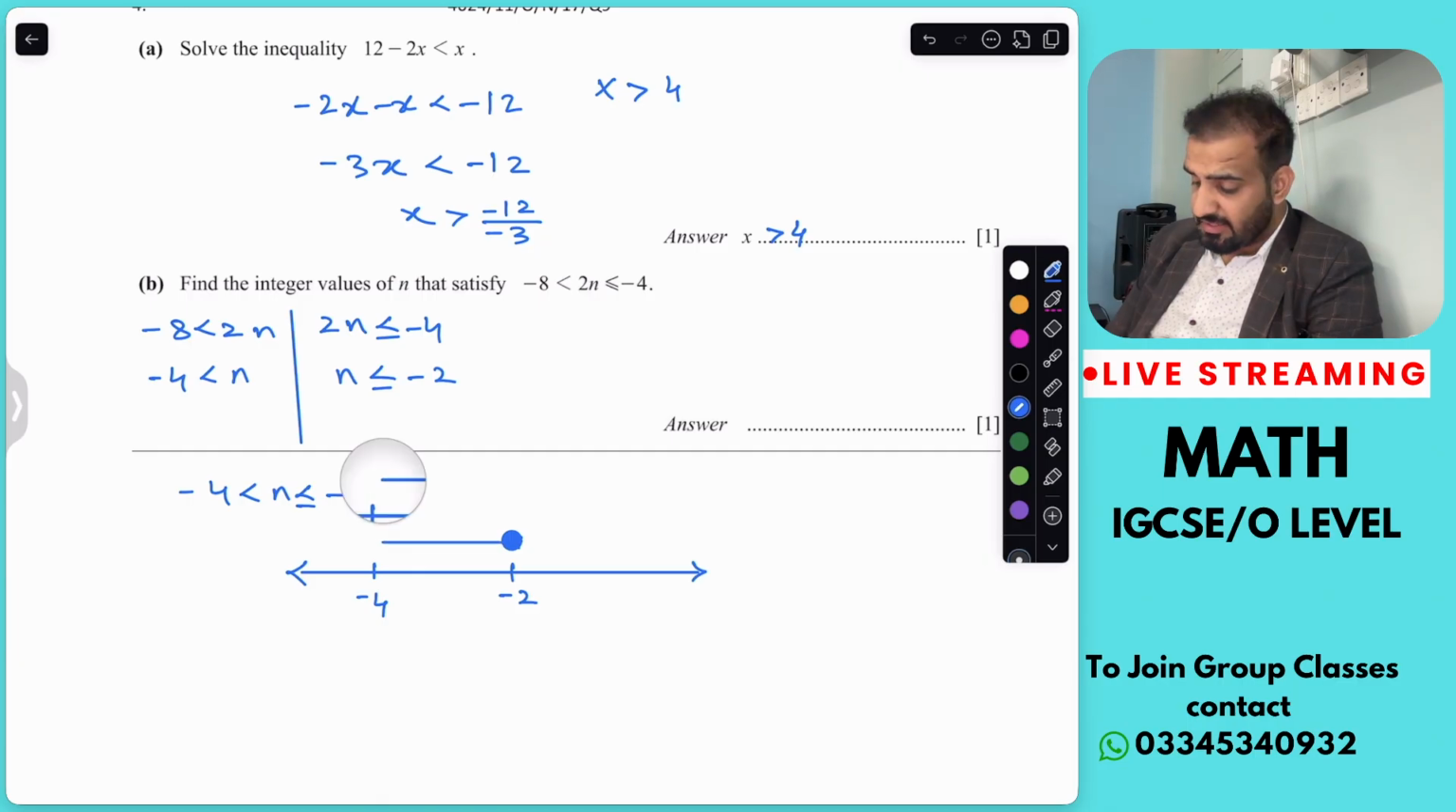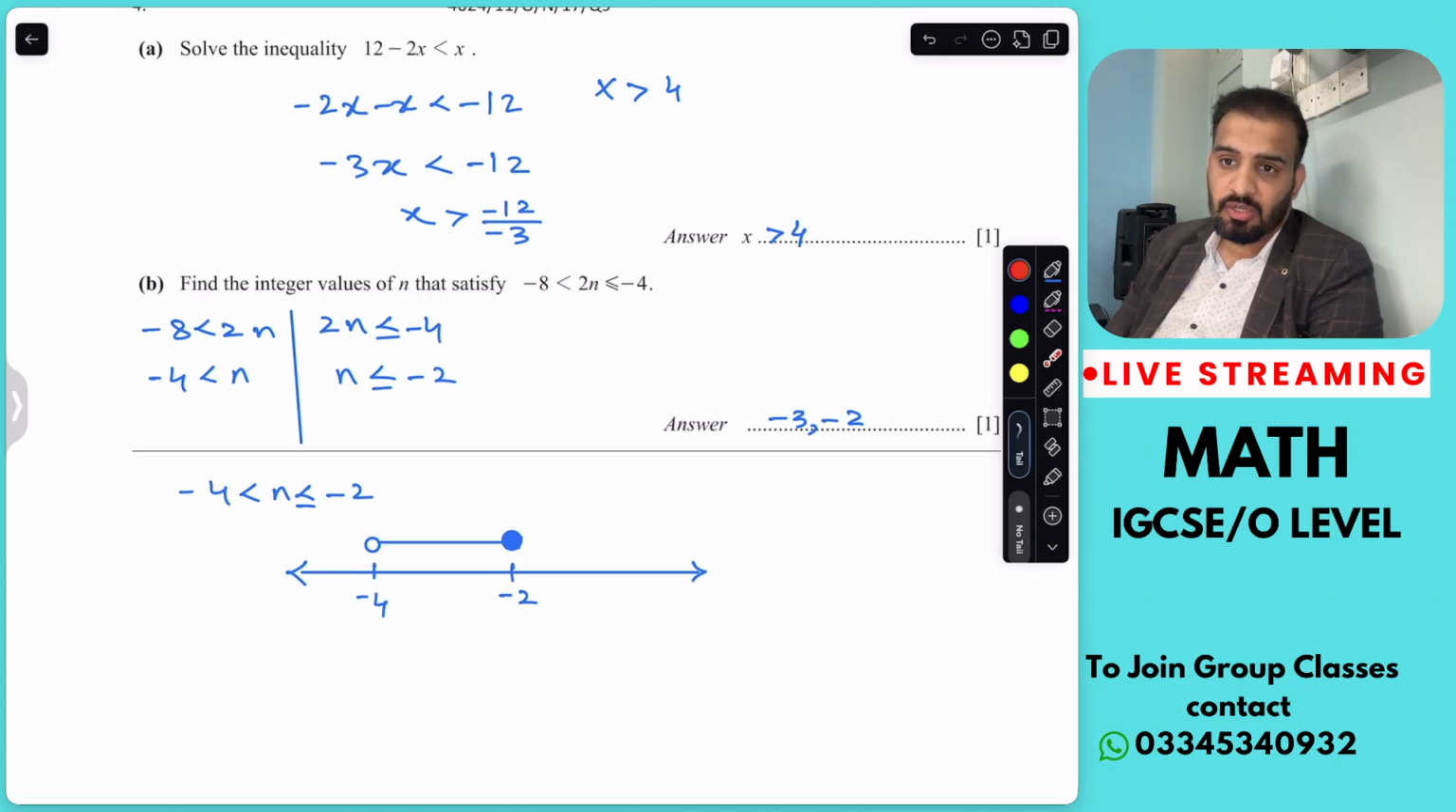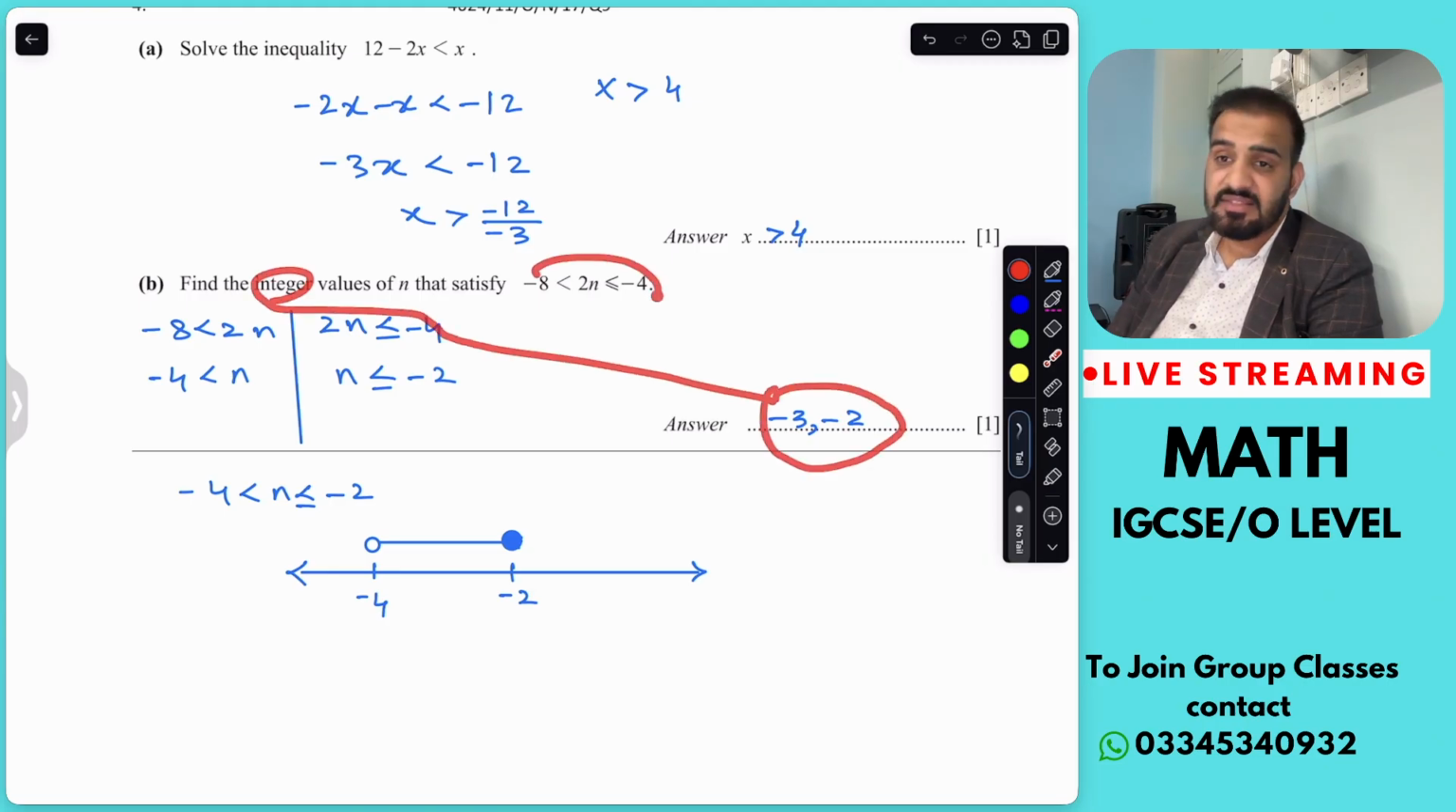So tell me any number which lies between this region. So there are minus 3, minus 2, that's it. Now minus 4 is not there. Why minus 4 is not included? Just because of this inequality. So this will be an open dot, not the solid dot. Okay. So these are only two integers which satisfies this inequality.